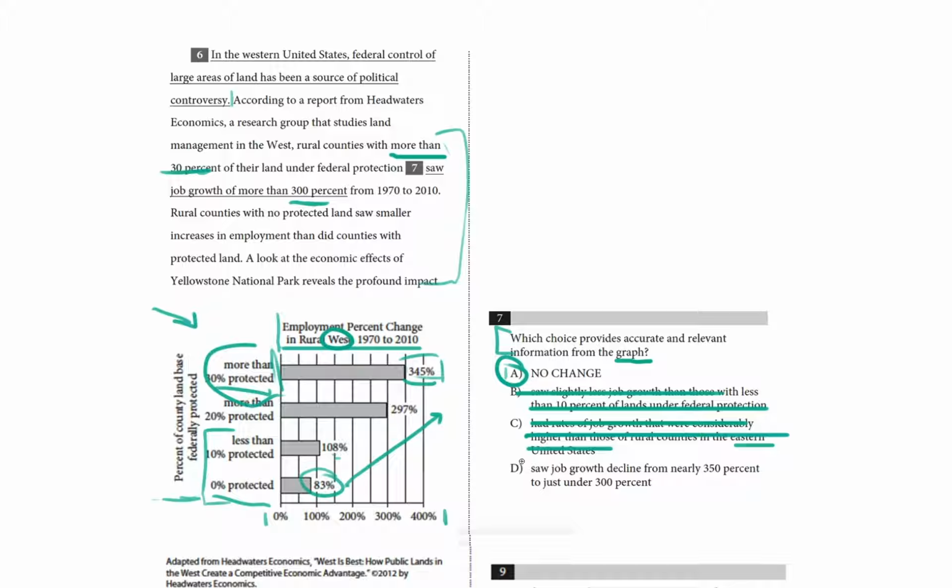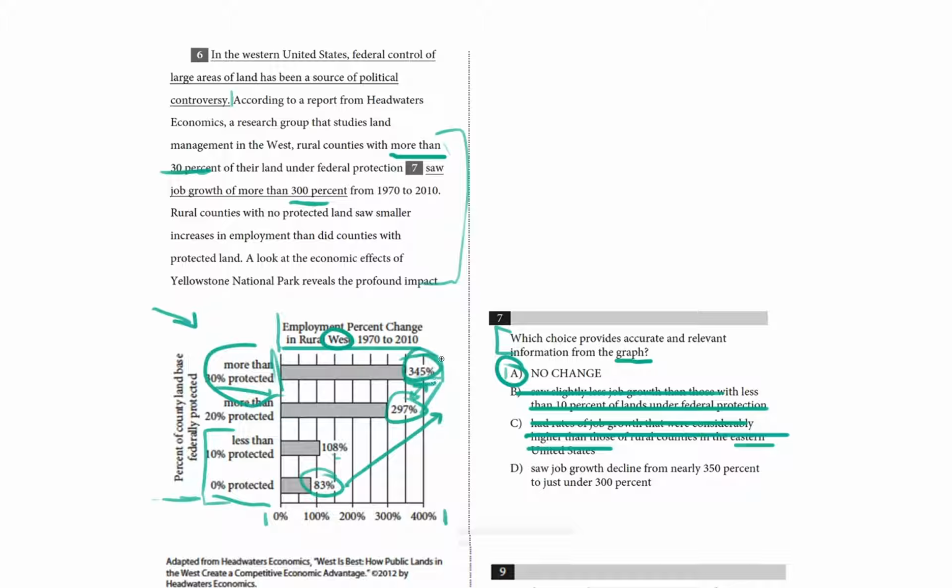Choice D, the counties with more than 30% of their land under federal protection saw job growth decline from nearly 350% to just under 300%. If you were not reading the graph closely, it would be possible to choose D as a mistake.